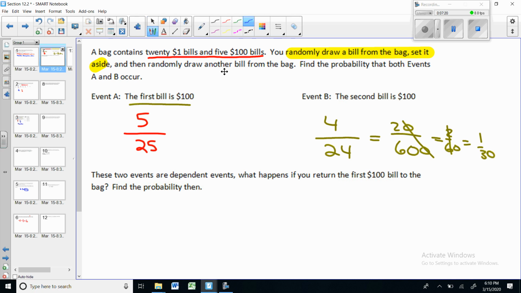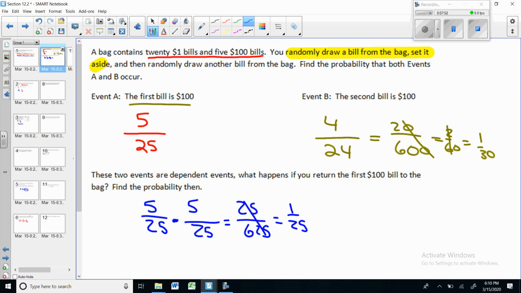Now, what happens if we return the $100 bill that we draw the first time back into the bag? Well, we said our probability was 5 out of 25. That's not changing on our first draw. But if we put the $100 bill back in, how many $100 bills are there in the bag now? There's still 5. How many are in the bag total? 25. So we're going to multiply again. 5 times 5 is 25, and then 25 times 25 is 625. Even though our denominator is greater, 25 out of 625 actually will simplify down to 1 out of 25. So there's a 1 out of 25 chance that both of those will happen.